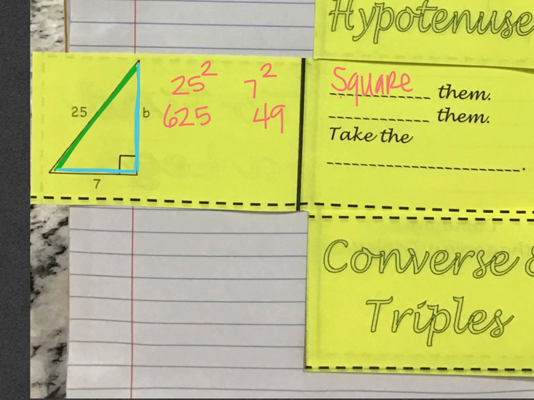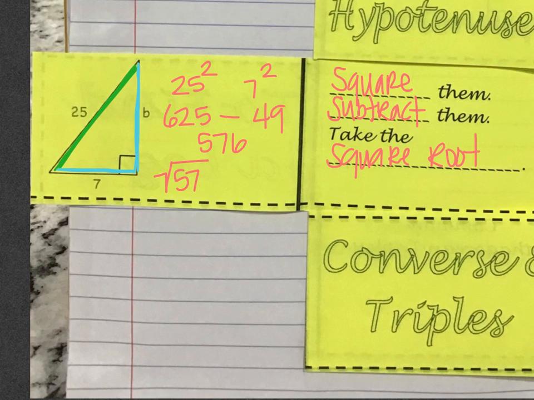After you square them, you would subtract them because we already know the large side. When you subtract them, it's 576. And then the last step is, again, take the square root. The square root of 576 is also a perfect square. It's exactly 24. So then my missing side right here would be 24.